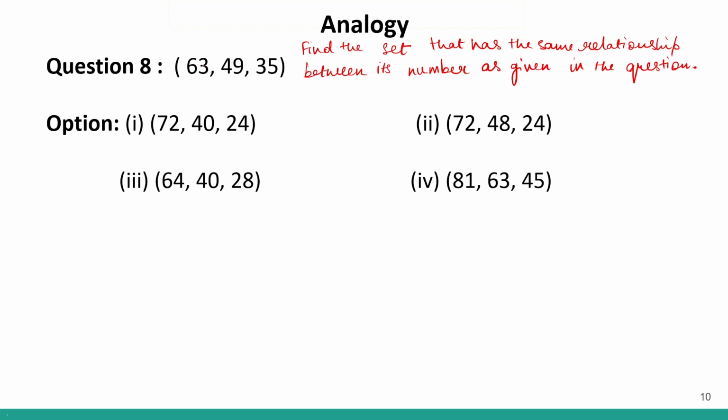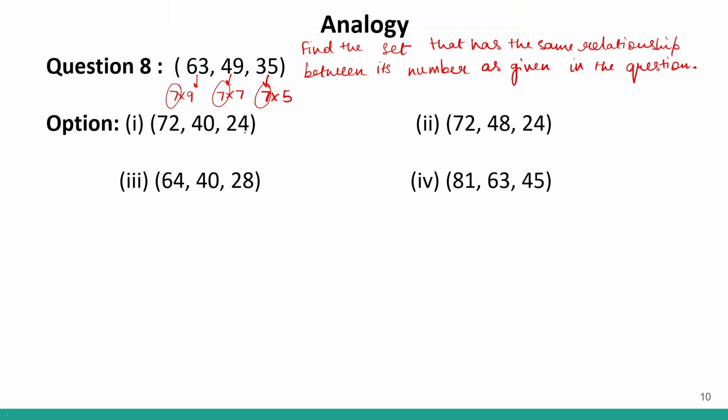Now if I look over here, these numbers come in 7's table. This is 7 into 9, this is 7 into 7, and this is 7 into 5. All these three numbers have one number in common, that is 7, and this is multiplied by 5, multiplied by 7, and multiplied by 9. Now let us check these numbers.